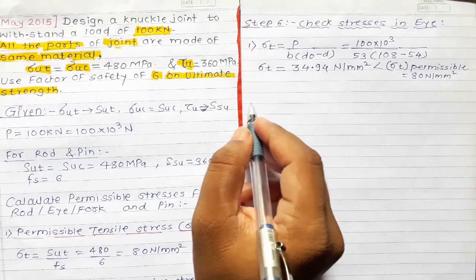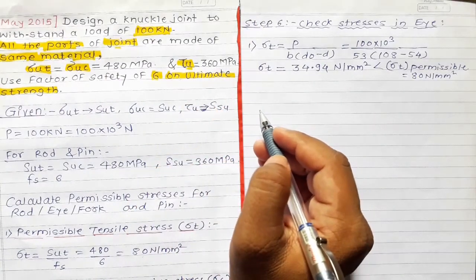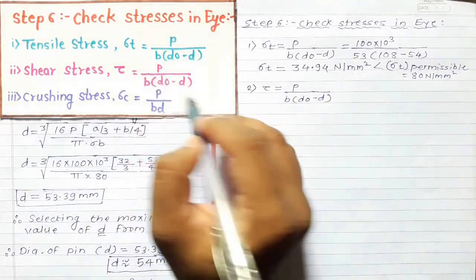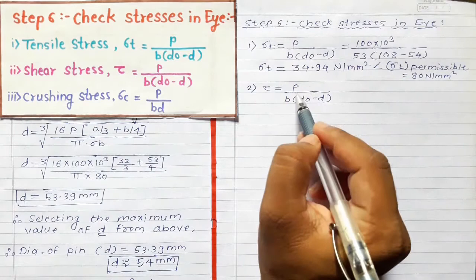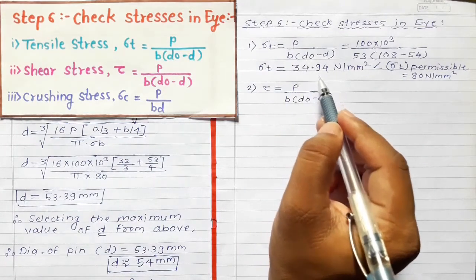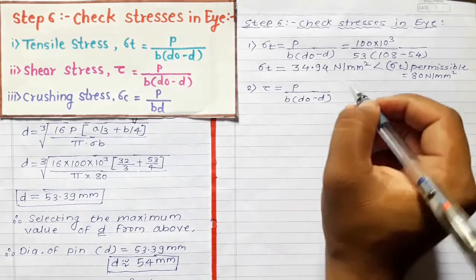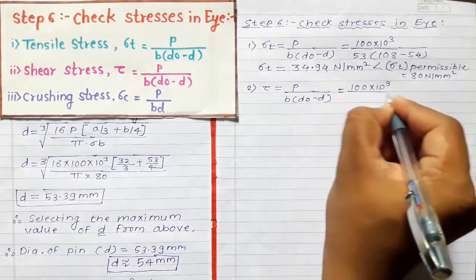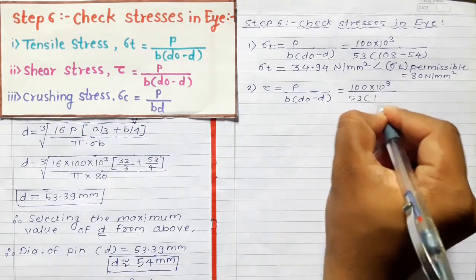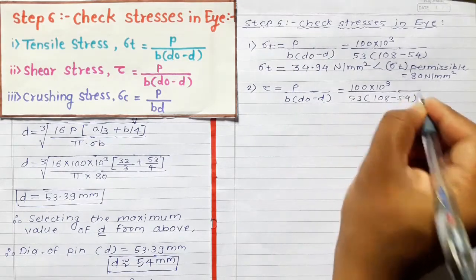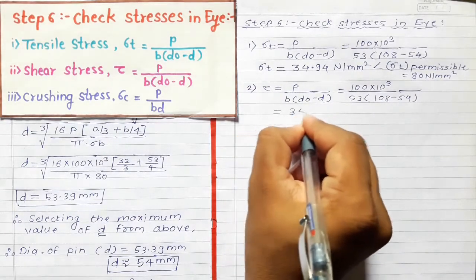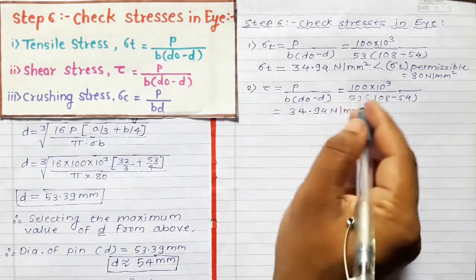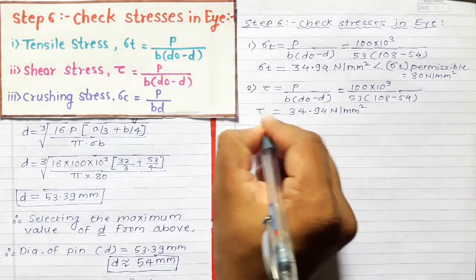Now similarly, check the second stress, that is shear stress. I have written here the equation of shear stress from this design procedure, and if you look at these two equations, the RHS is the same, so the answer also will be the same. So just for formality, we will put the values of P, B, d0 and d, and let us write the same answer because the RHS is the same.